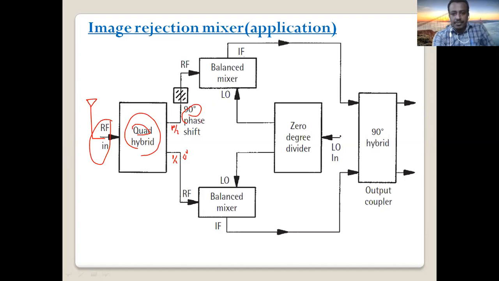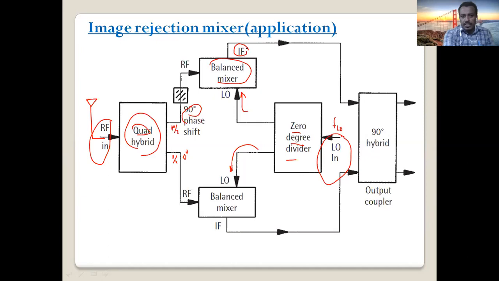Then the local oscillator goes through a 0 degree divider, which is a Wilkinson power divider. So the local oscillator, like the RF, is divided into two, one for the first mixer and another for the second mixer. So these mixers are called balanced mixers.